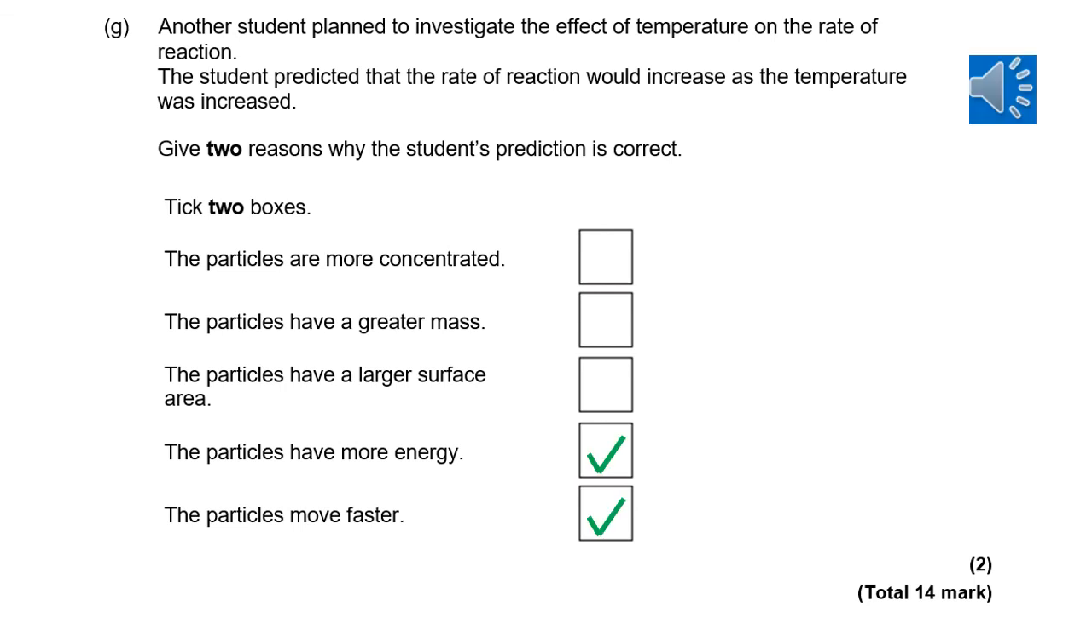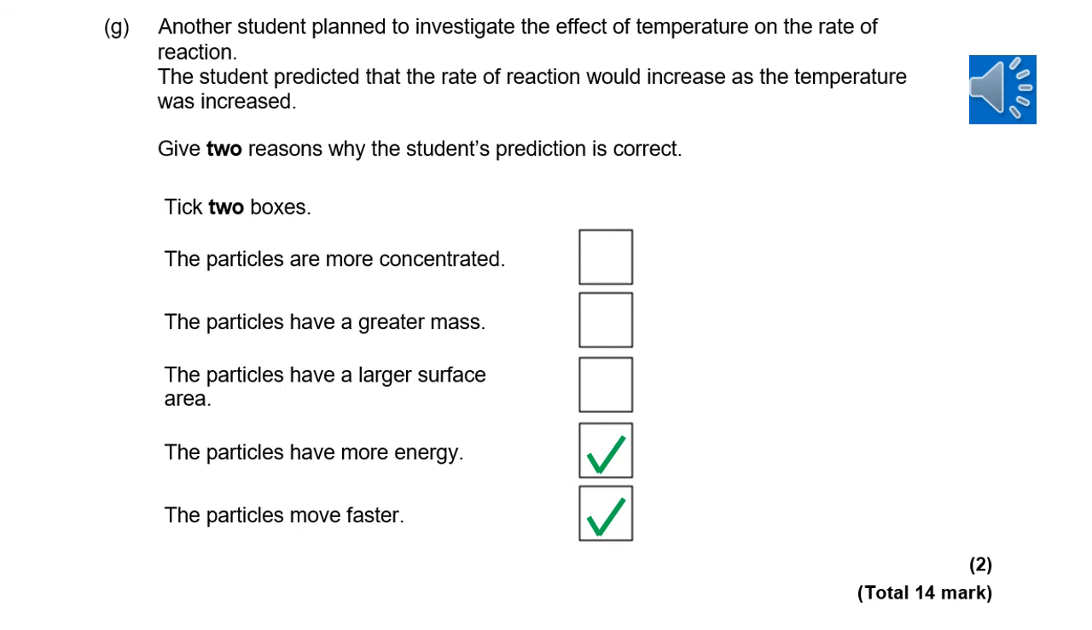So this question here is about the effect of temperature on the rate of reaction, and you've got to tick two of those items there. So again, you can go through this either positively, these ones are definitely correct, or you can eliminate the ones that you know are not correct. So let's just go through in turn.